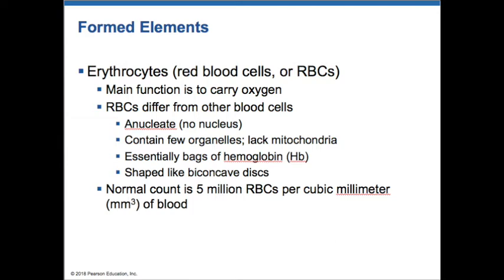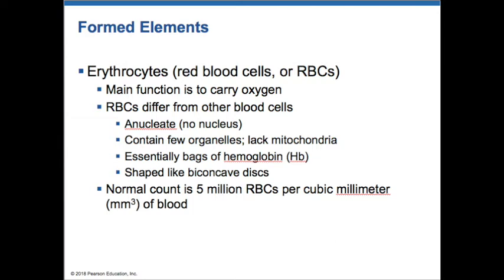This protein is hemoglobin. Now, I will be going over hemoglobin in a second, but you are going to see that red blood cells will have a very distinct shape, and that shape is going to be a biconcave shape. Now, what is a normal count of red blood cells in your system? You're going to find 5 million red blood cells per cubic millimeter of blood.